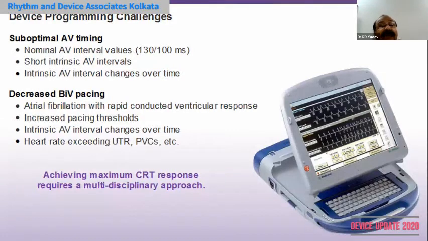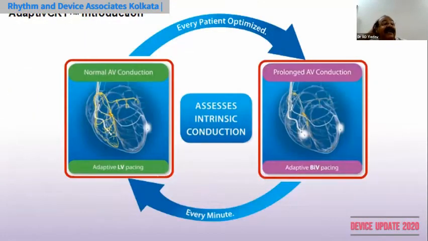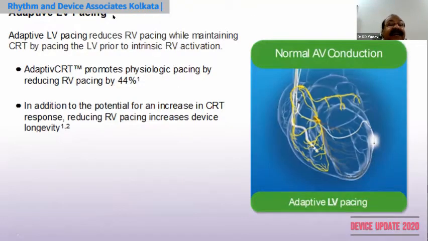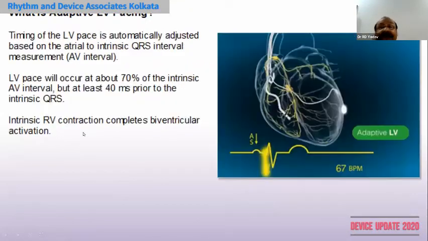And so another company, that is Medtronic, has started adaptive CRT pacing, the adaptive LV pacing, where LV pacing occurs if the PR interval is below 200 milliseconds, that is normal PR interval. So adaptive LV pacing reduces the RV pacing while maintaining CRT by pacing the LV only prior to intrinsic RV activation. Adaptive CRT promotes physiologic pacing by reducing RV pacing by 44%. In addition to the potential for an increase in CRT response, reducing RV pacing increases device longevity, as I have shown here.